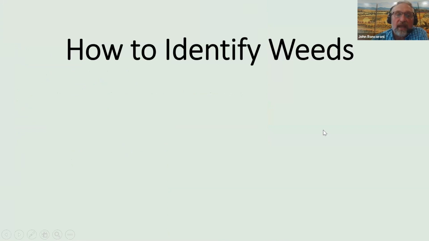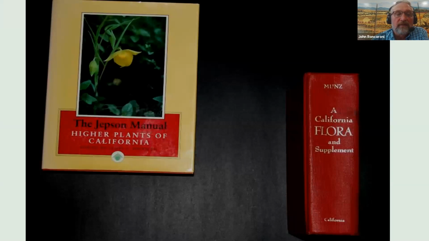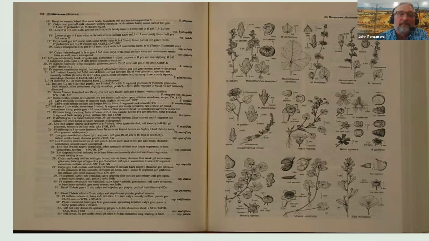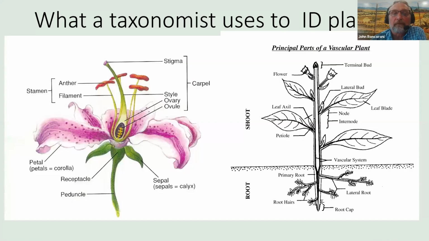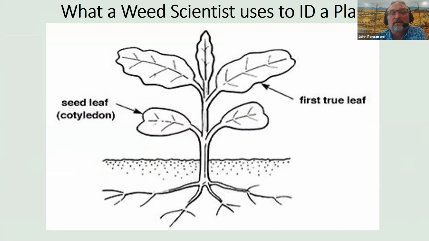So now the part that you came for, how to identify weeds. You can use keys. And here we have the Jepson manual and Munz. And like I said before, I am not a taxonomist. You have to really know all the parts of the plant to really get to use one of these dichotomous keys. Here's a close-up and a really bad picture. And like I like to say, this is what a taxonomist uses to ID plants. Heck, most of the time, the flower parts, I don't even remember. Because as a weed scientist, this is what I have to use to control weeds.